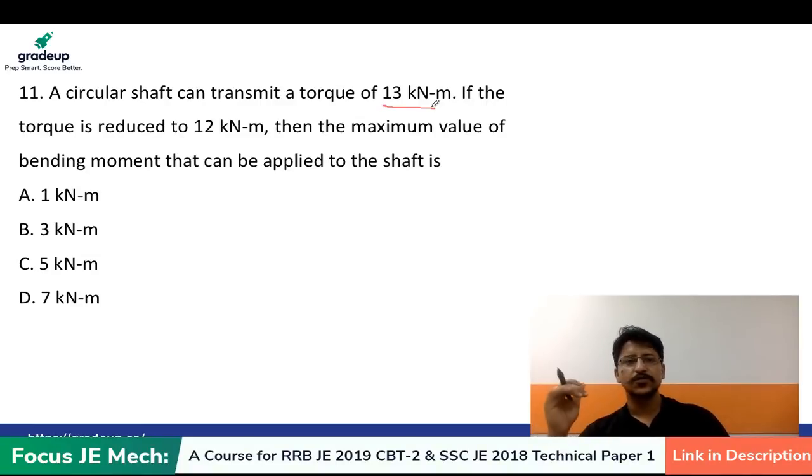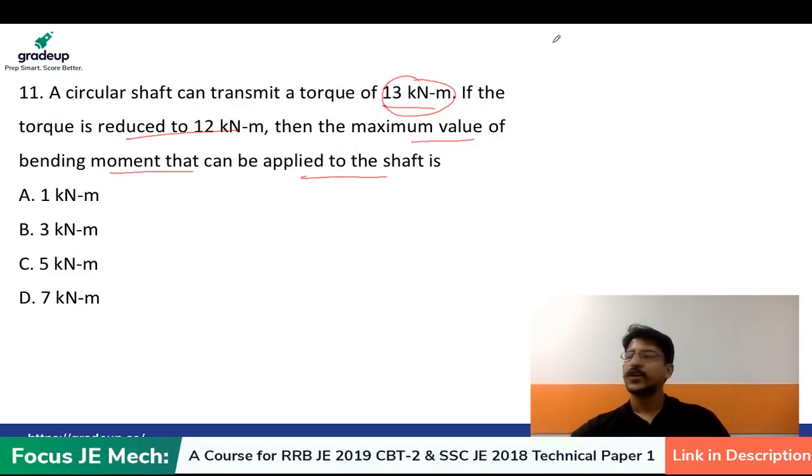First of all, let us see this question. A circular shaft can transmit a torque of 13 kilonewton meter. If the torque is reduced to 12 kilonewton meter, then what is the maximum value of bending moment that can be applied to the shaft? If both bending and torsion are being applied, the formula comes out to be T equivalent is equal to the square root of M square plus T square.